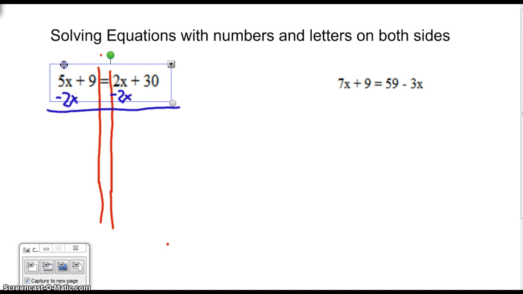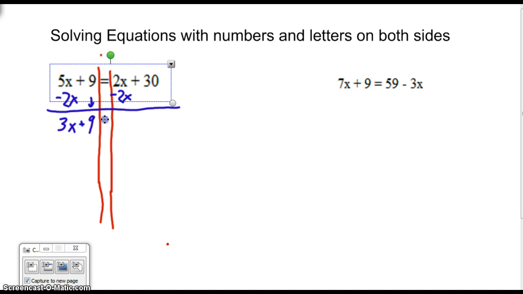And please notice that I subtracted 2x from 5x. I cannot put minus 2x under the 9 because 9 is a number, not a letter. So I cannot subtract 2x's from 9. So 5x minus 2x is 3x, and this 9 is still here. So I'm going to bring that down as plus 9.